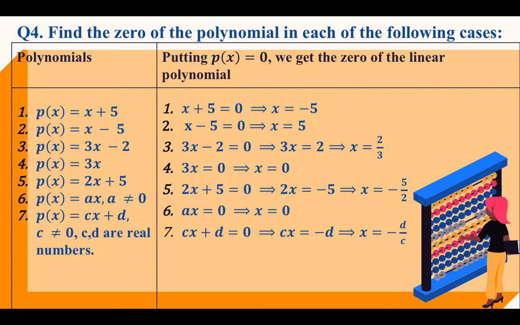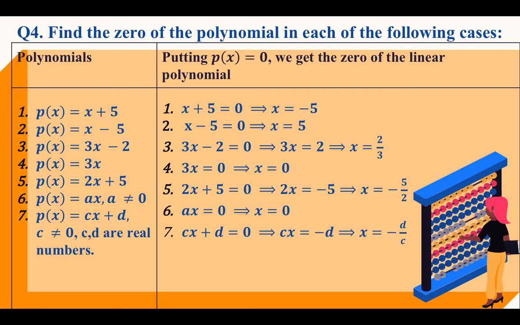Now we move to the next question. P(x) is equal to ax, where a is not equal to 0. See, it is clearly mentioned that a is not equal to 0. So again we will equate. P(x) is equal to 0, that means ax is equal to 0. So this implies that x is equal to 0 because a is not equal to 0 is given in the question. So since a is not equal to 0, this means x is 0.